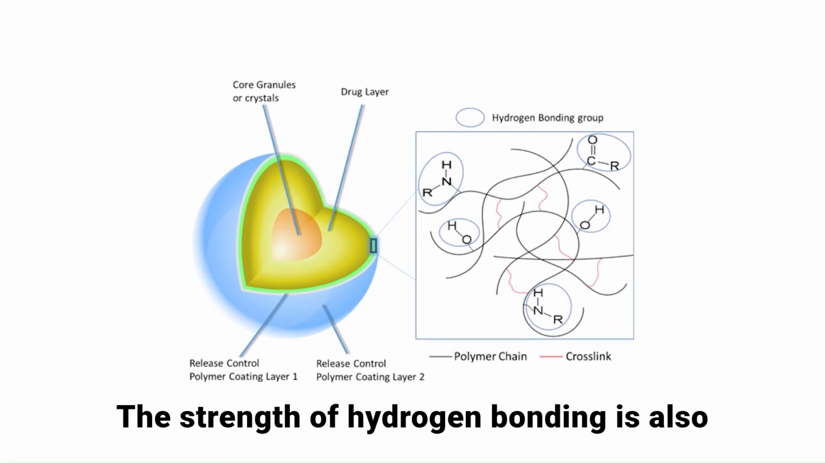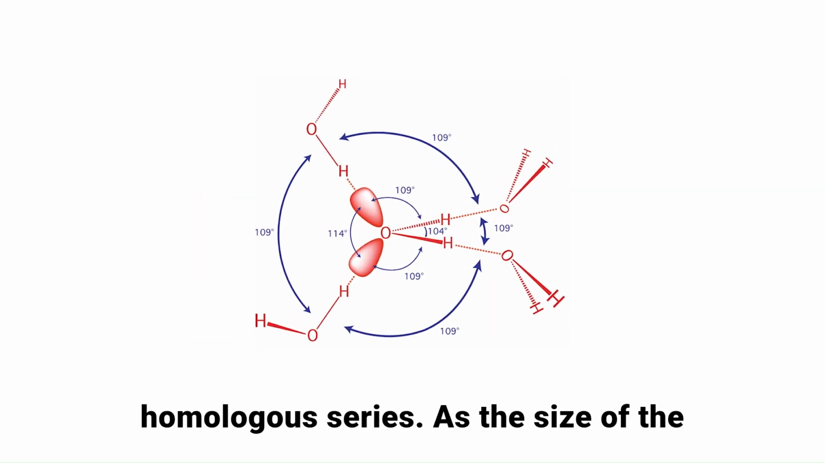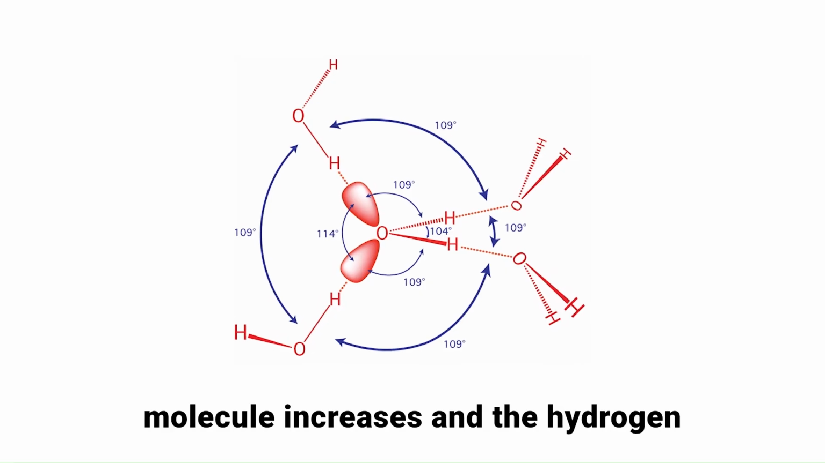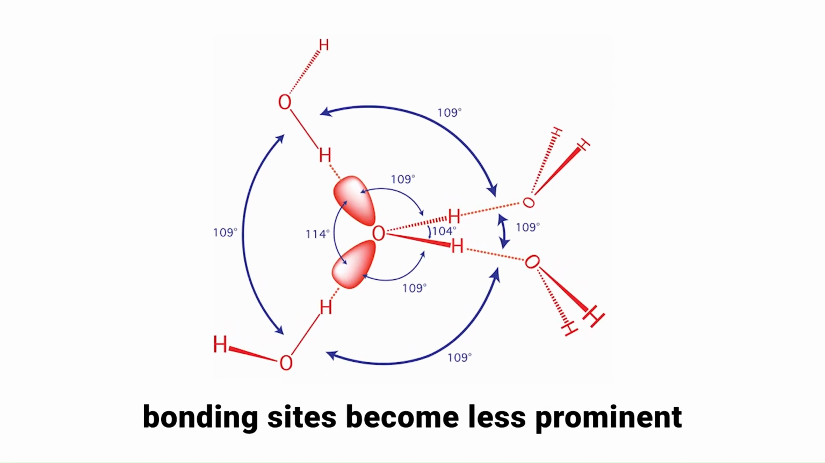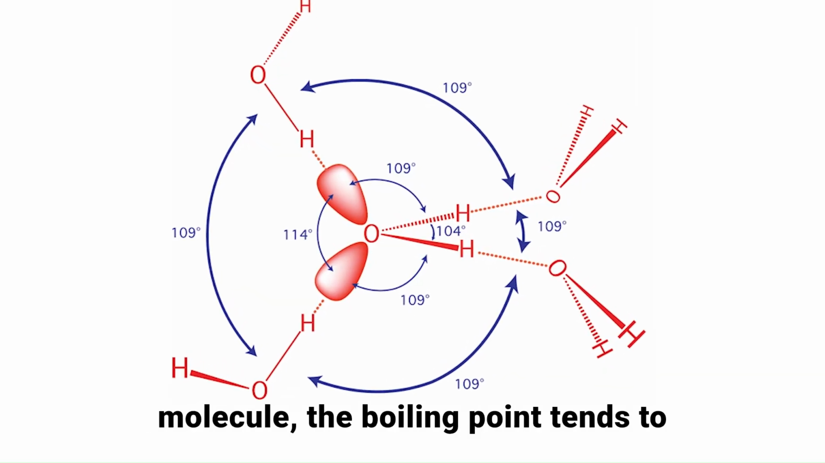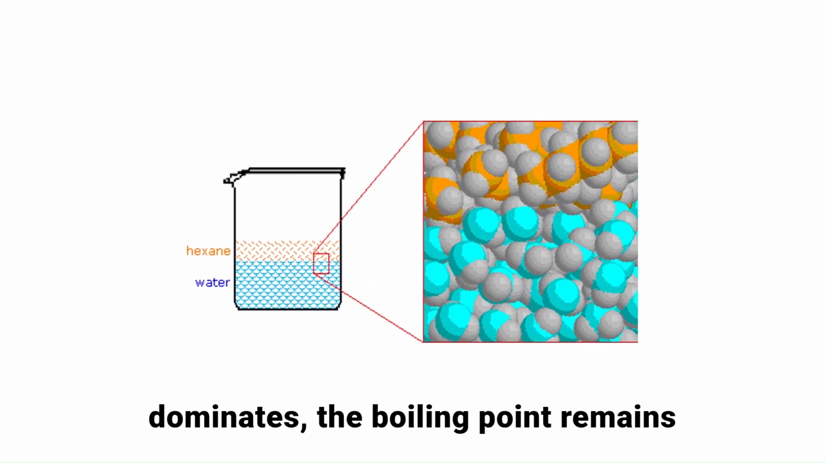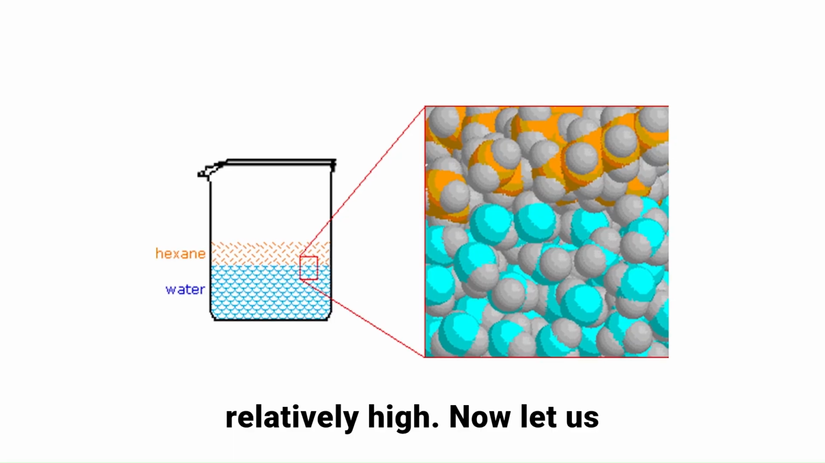The strength of hydrogen bonding is also reflected in the trend observed across homologous series. As the size of the molecule increases and the hydrogen bonding sites become less prominent compared to the hydrophobic part of the molecule, the boiling point tends to decrease gradually. However, in smaller molecules where hydrogen bonding dominates, the boiling point remains relatively high.